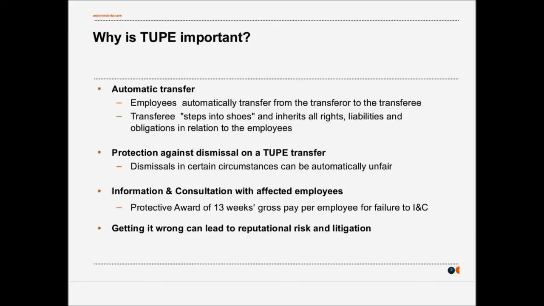There's also a whole raft of obligations with regard to information and consultation that need to be complied with, and if there's a failure to comply with those, then each individual employee may potentially get what's known as a protective award, which can be up to 13 weeks gross pay per employee. So in summary, getting it wrong can lead to obviously reputational risk, litigation and of course cost.